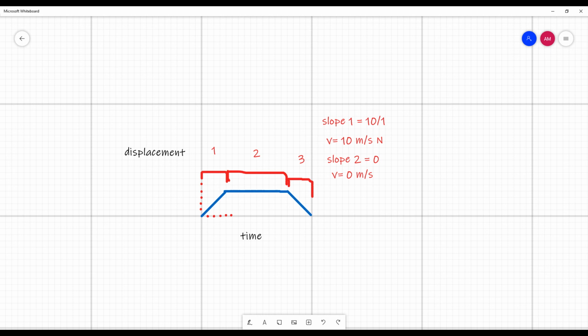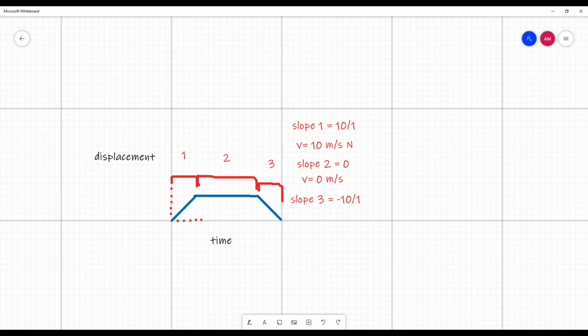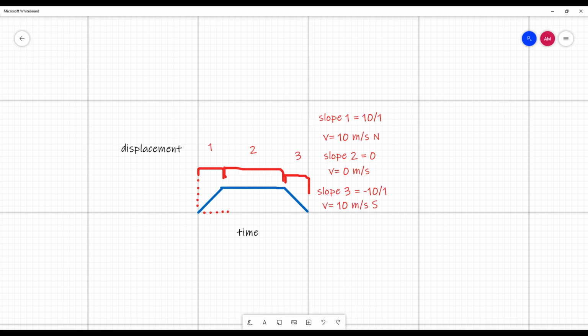For the third part, the graph indicates that the object moved 40 meters for 4 seconds, going back to its point of origin. Since the object moved going to its point of origin, the 40 meters would be negative. Negative 40 divided by 4 is equal to negative 10, meaning that the slope for the third part is negative 10, and the velocity is negative 10 meters per second, or 10 meters per second going south.